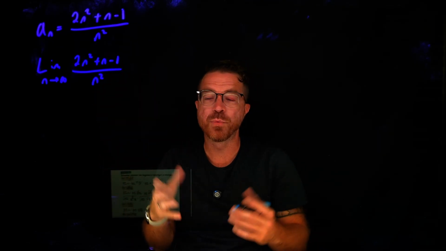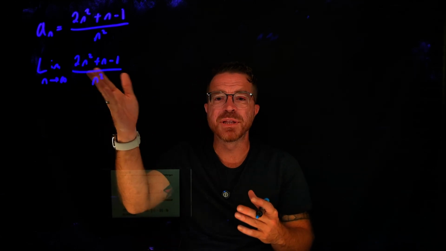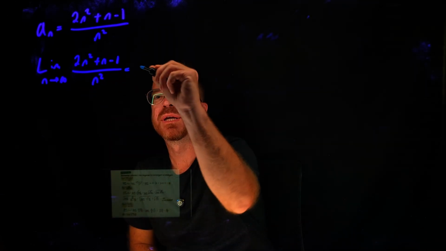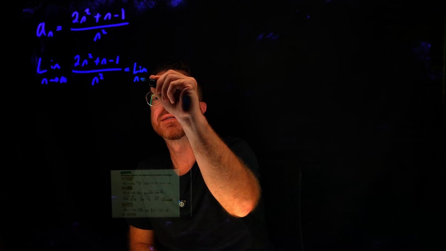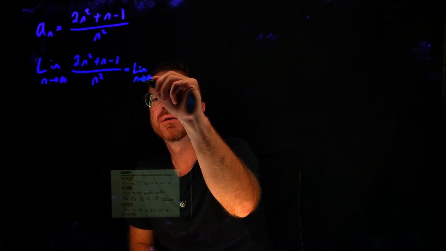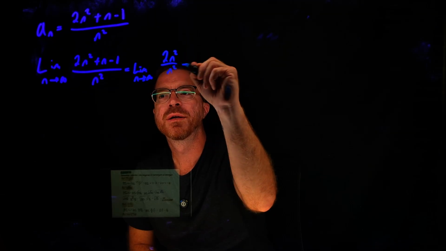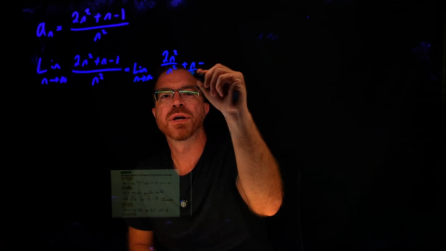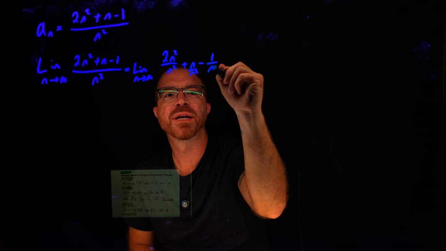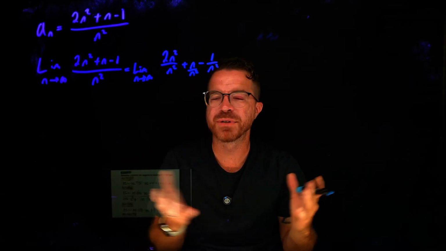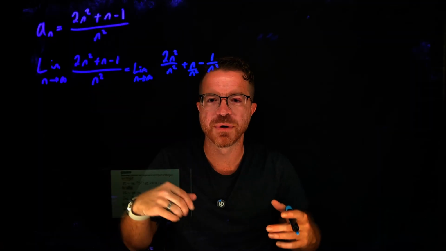You definitely can do that, and it would work. But what I'm going to do in this case is just split this fraction. So this is going to end up being the limit as n approaches infinity of 2n squared over n squared plus n over n squared minus 1 over n squared. And it's going to give me the exact same value, because all we're doing is splitting the fraction when we do that.